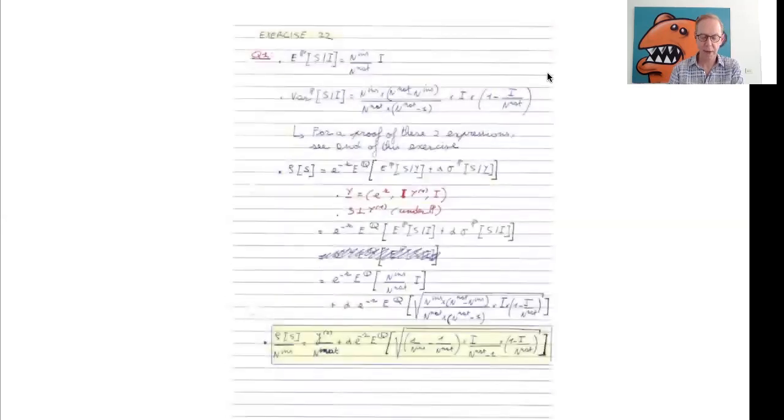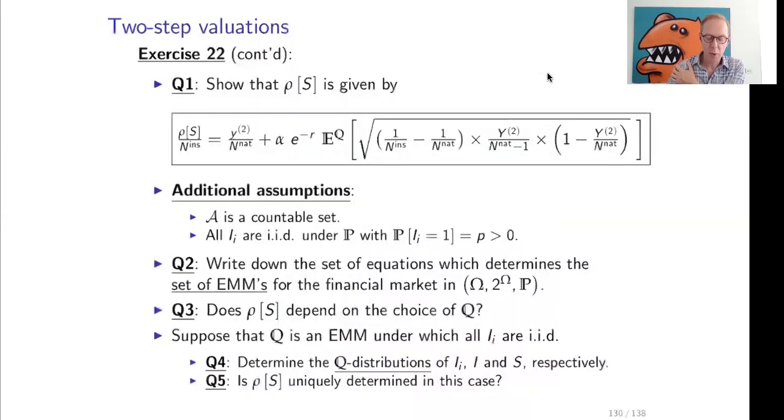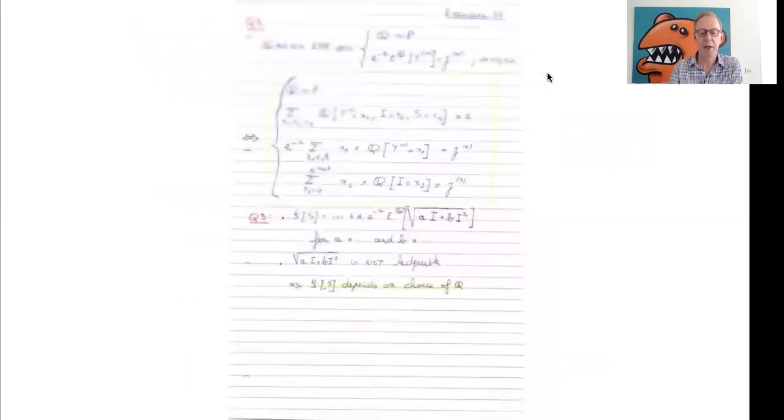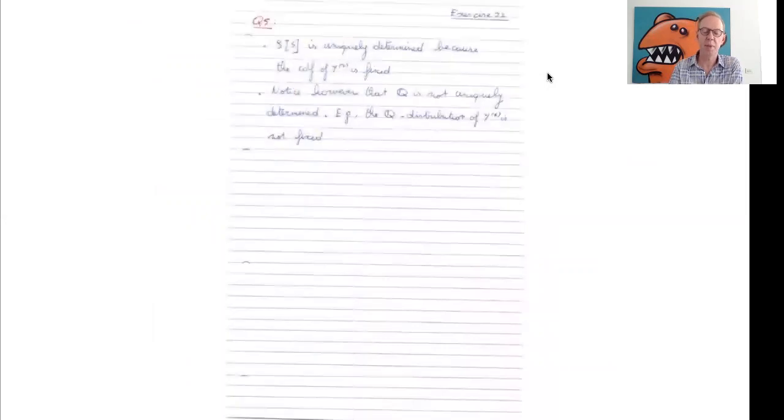Then we have question 5. Now, is rho S uniquely determined in this case? So if we assume that all Ii are independent identically distributed under Q, is rho S here uniquely determined? The answer will be yes. The reason for that is given here. Because the cumulative distribution of Y2 is fixed. So the cumulative distribution of the traded index is fixed, is known. But it does not mean that Q is uniquely determined.